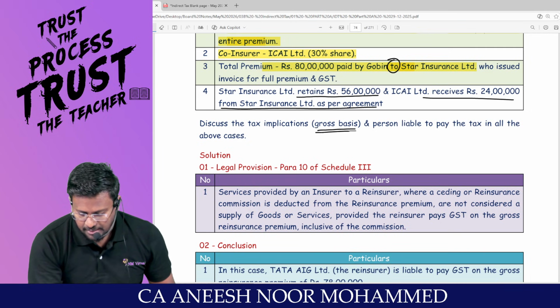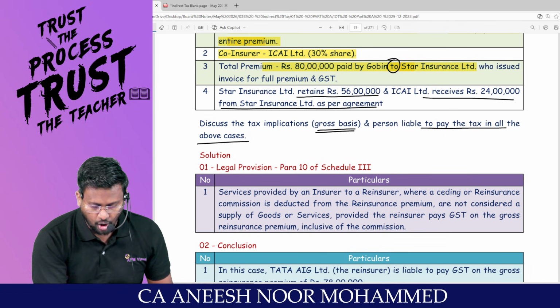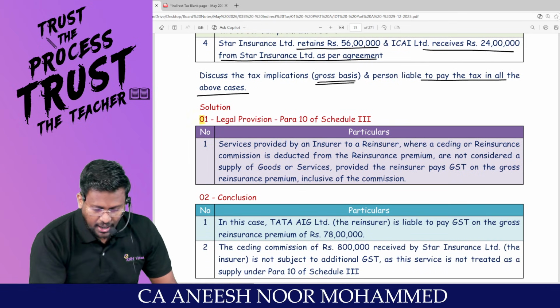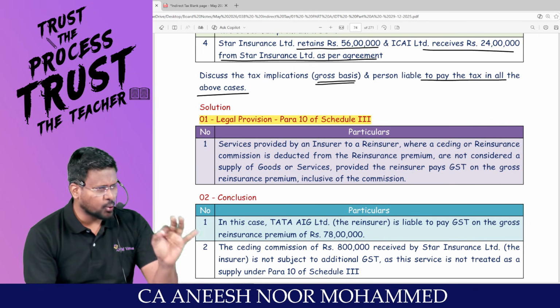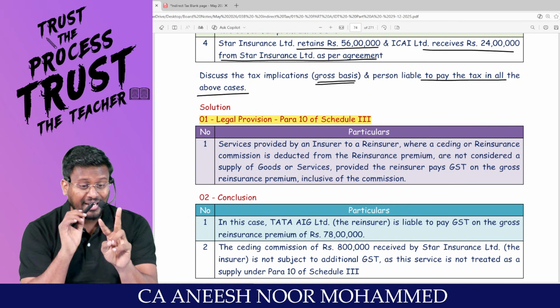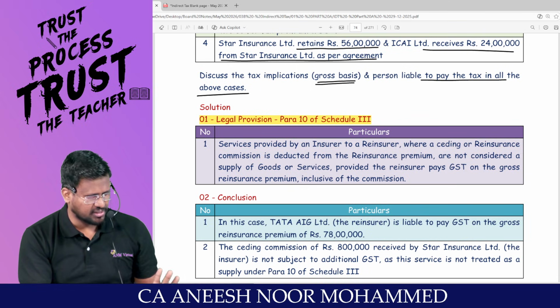Discuss the tax implication, gross basis, and person liable to pay tax in all the above cases is the question. My dear lovable students, we now have a legal provision, Para 10 of Schedule 3. Now insurance service has been added. Am I right? 2 paras have been added. One is reinsurance services. Number 2 is co-insurance services.